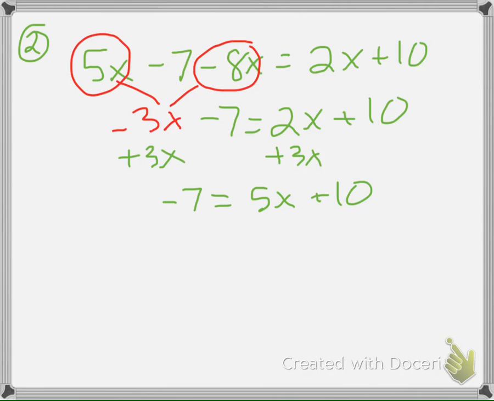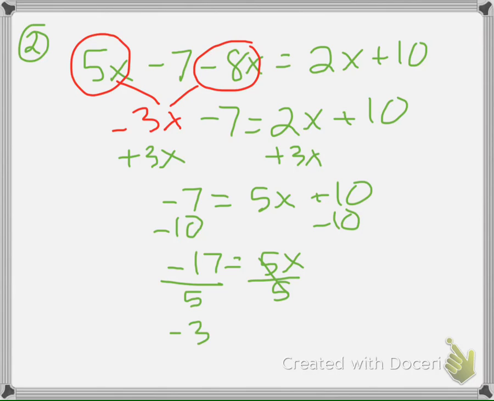Now I need to get x by itself. So I'm going to subtract 10 on both sides. Negative 7 minus 10 is negative 17 equals 5x. Now I need to divide by 5 to get x by itself. Negative 17 divided by 5 is negative 3.4 equals x. That's your final answer.